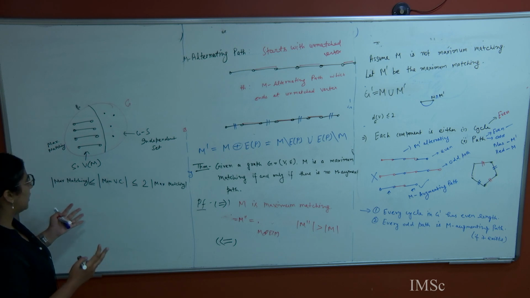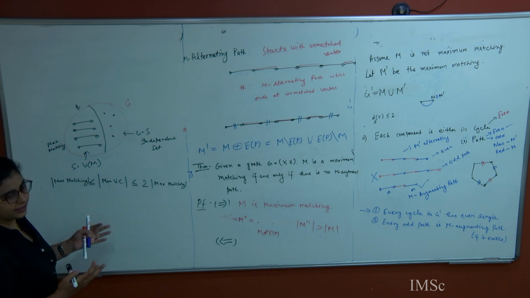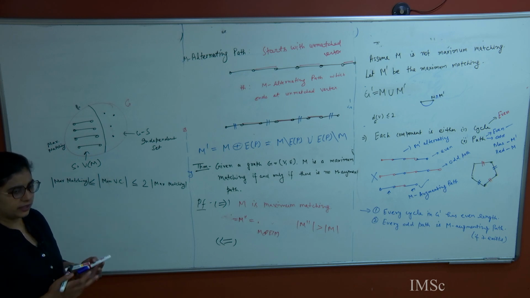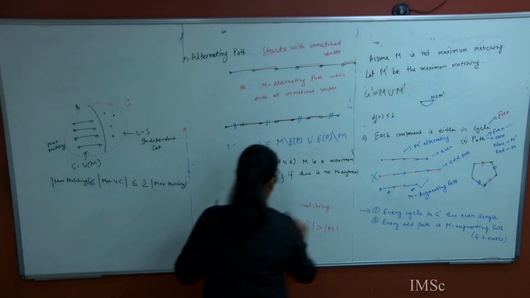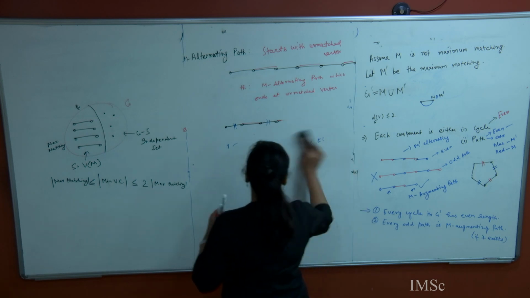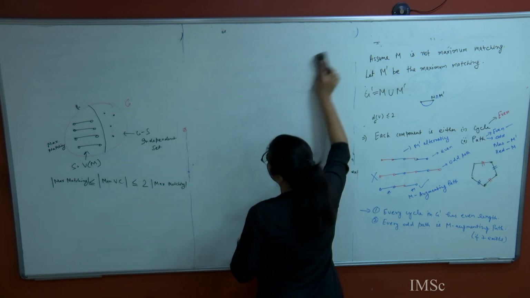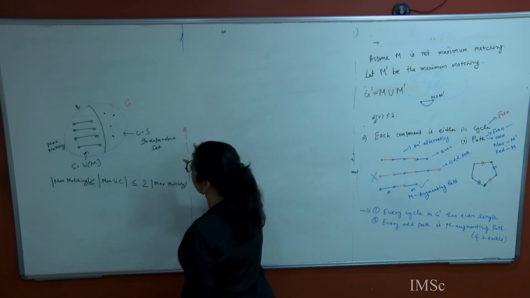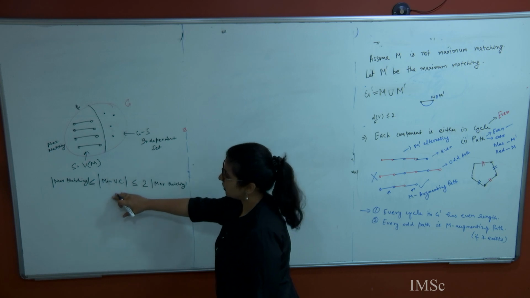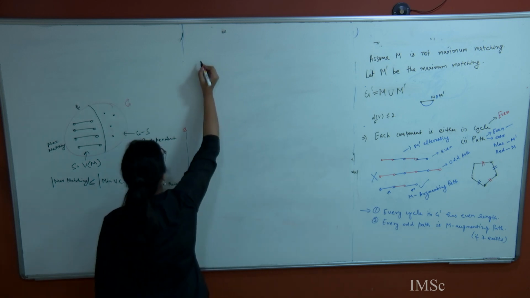But can we say something more? Can we say what the cardinality of the vertex cover would be exactly? In general we cannot, but what about bipartite graphs? In fact, for a bipartite graph, the minimum vertex cover size is exactly the same as the size of the maximum matching, and that is Konig's theorem.